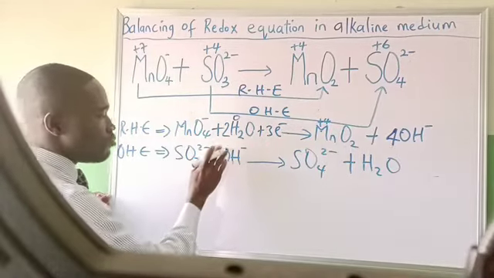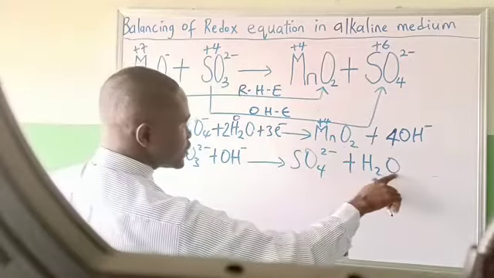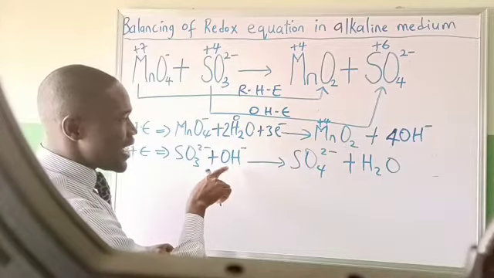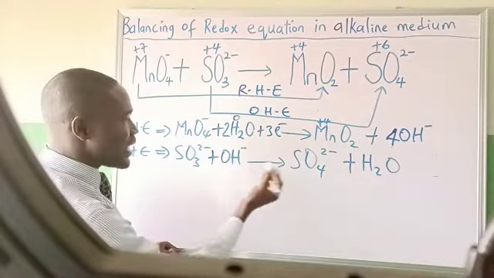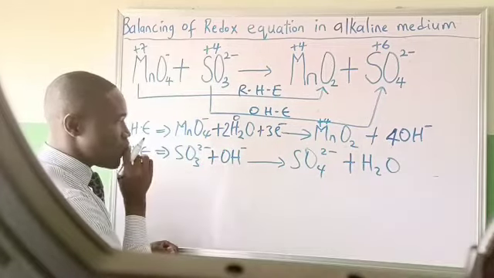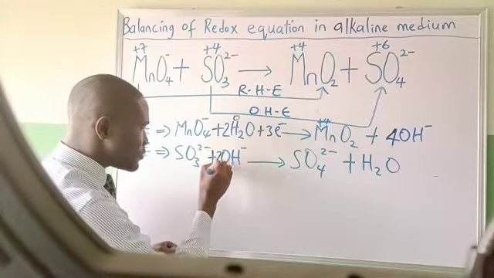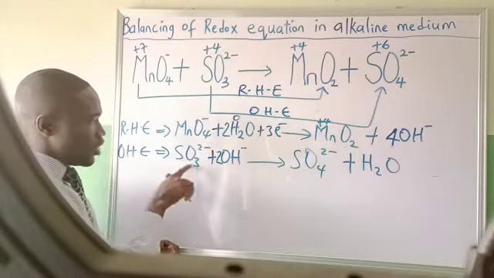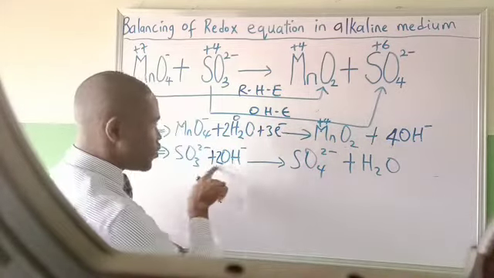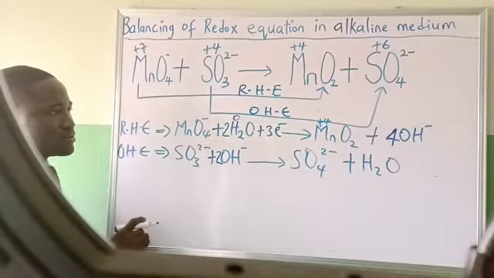I'm looking for a number to assign. Here oxygen is 4. Here oxygen is what? 5. If you notice, you will realize that oxygen and hydrogen are not balanced, because oxygen here is 5 and oxygen here is 4. Hydrogen is 1, hydrogen is 2. What if we put 2 here? Oxygen will now be 5. Hydrogen will be 2. Sulfur 1, sulfur 1. Balanced.